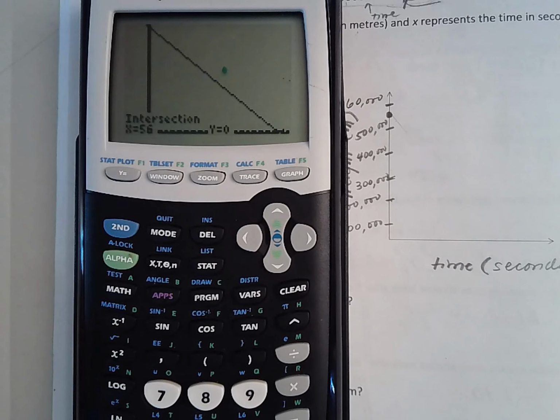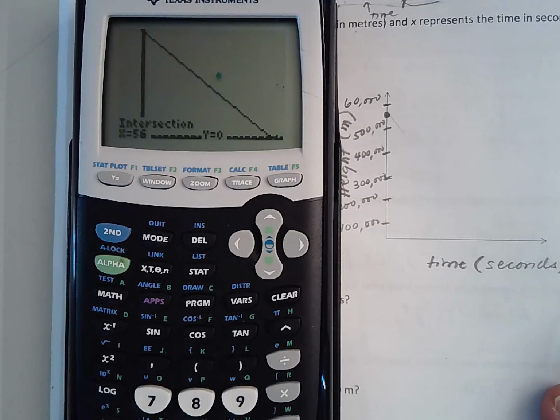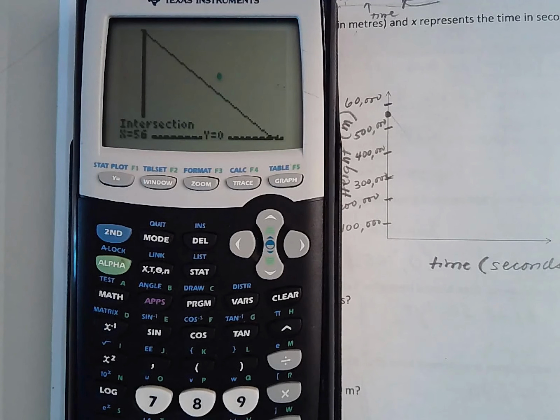Okay, you did something wrong. It's just blank. I have the graph, but I don't have the line or the X. Oh, what happened? Okay, let me finish this off first.